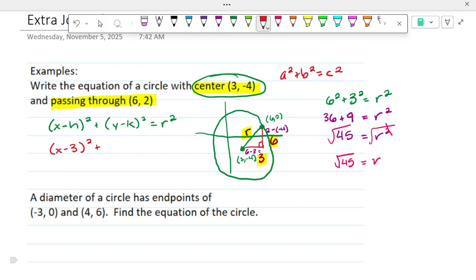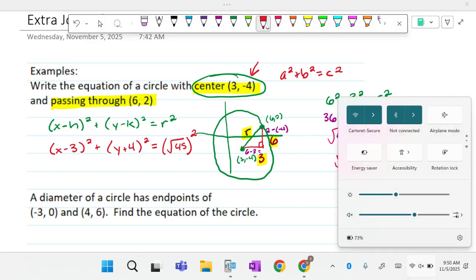Someone else tell me what the y's would be. How would I write the y portion using the center? So we're using this point. Y plus 4. Good. All squared. It's equal to the square root of 45. But what do I have to do to it? Square it. Because this is just r. I want r squared.